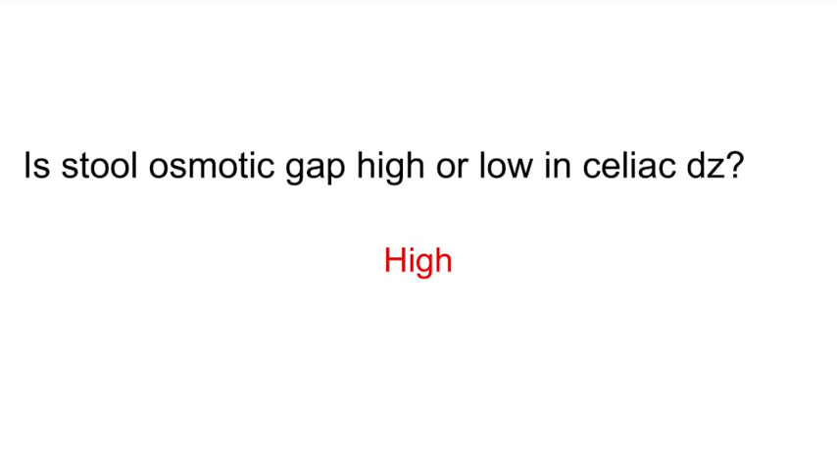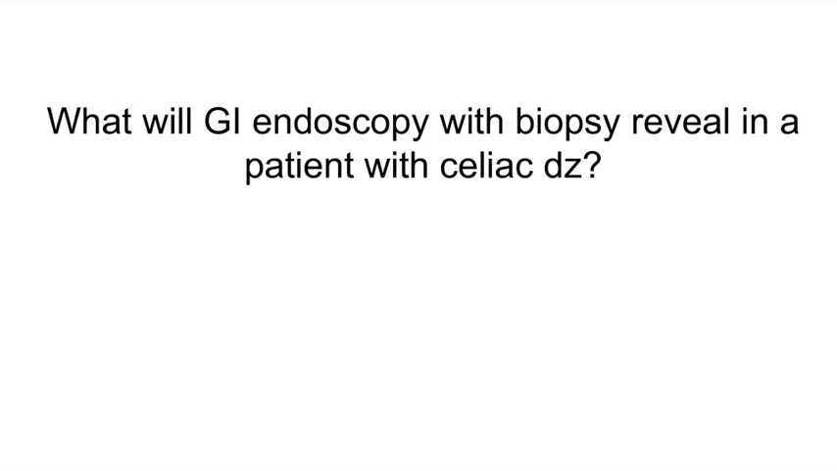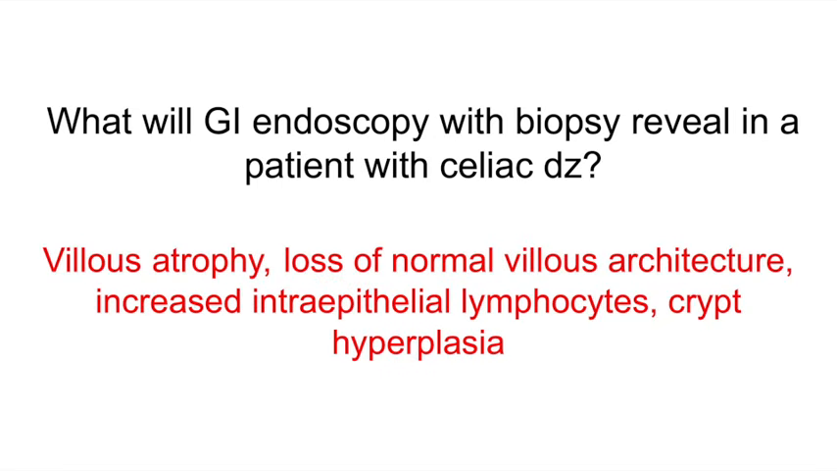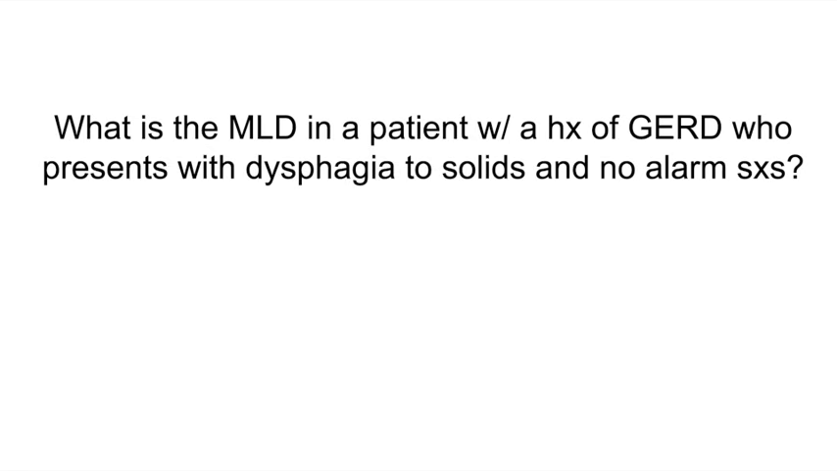What will GI endoscopy with biopsy reveal in a patient with celiac disease? Villus atrophy, loss of normal villus architecture, increased intraepithelial lymphocytes, crypt hyperplasia. What is the most likely diagnosis in a patient with a history of GERD who presents with dysphagia to solids and no alarm symptoms?